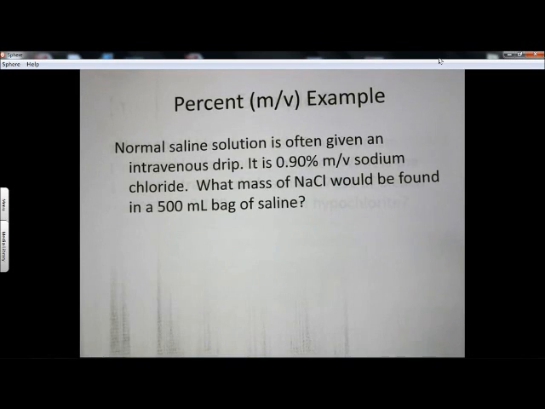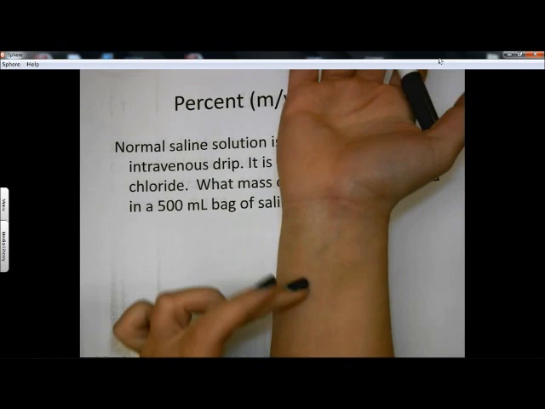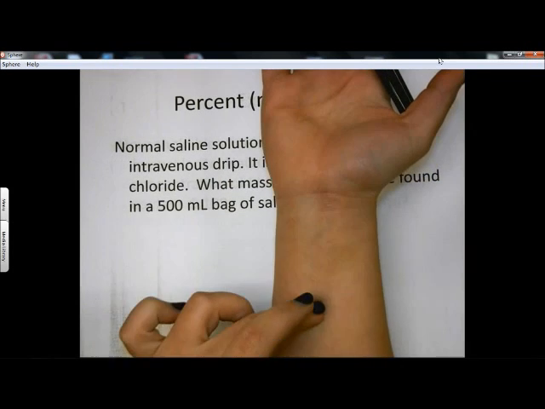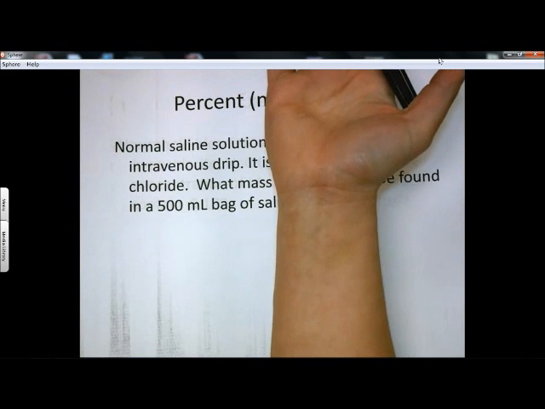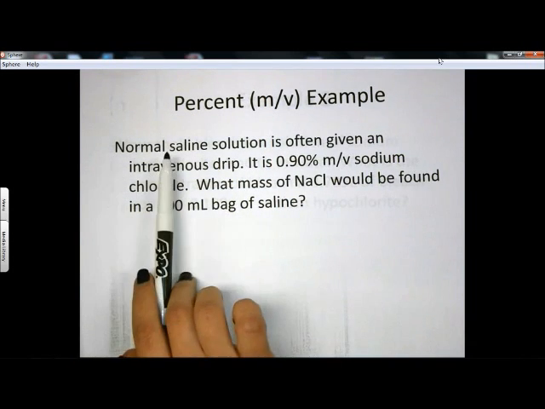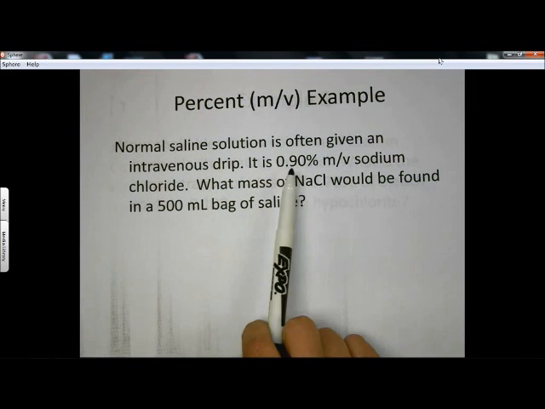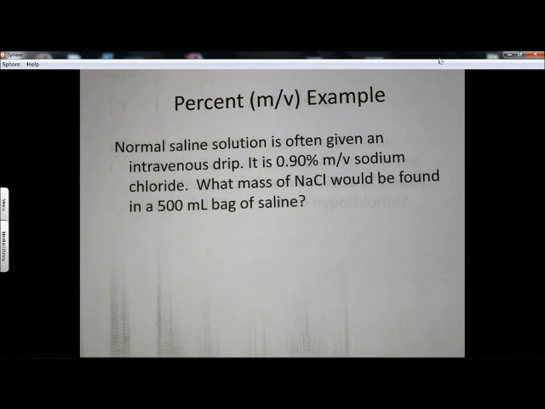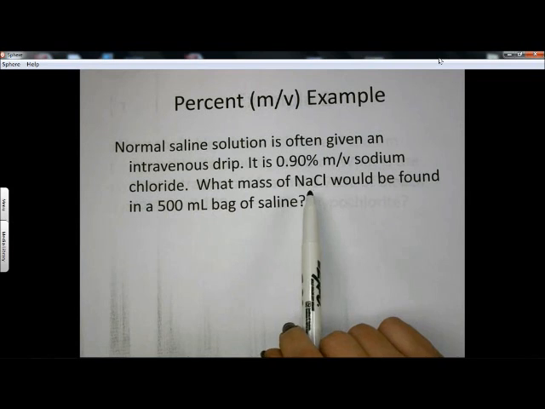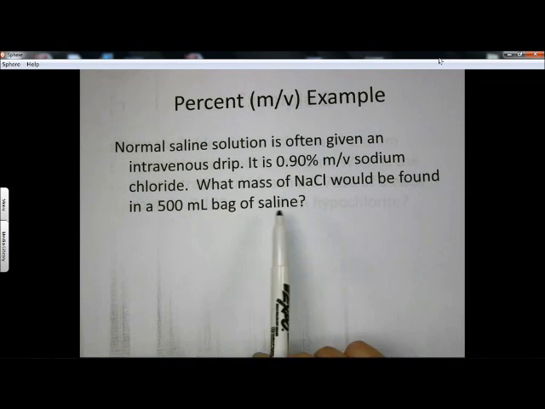Let's try an example. Normal saline solution is often given as an intravenous drip if you've gone to the hospital and gotten an IV in your arm, where they put a needle in and they set you up with a bag. The bag often contains normal saline. It is 0.90 mass volume of sodium chloride. Yep, and that thing was just table salt. What mass of sodium chloride would be found in a 500 milliliter bag of saline?